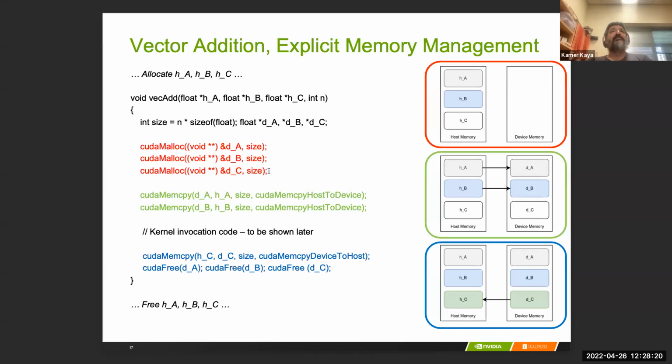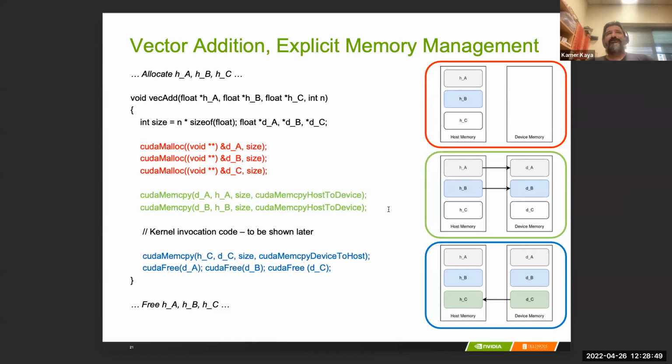Then the memory allocations are done. So at the beginning, I have that configuration. HA, HB, HC appear in the host memory. I don't have anything in the device memory. Once I execute these red statements, DA, DB, DC are now reserved for me. Then I do the transfer. Okay, the basic transfer is done.